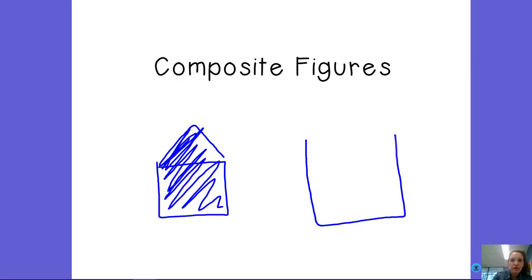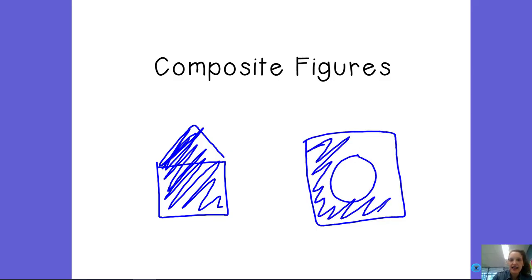Or maybe I'm removing a shape from another shape. Maybe I'm subtracting out a shape from another. So I'm either adding two shapes together or subtracting. And again, this could be two or more shapes.